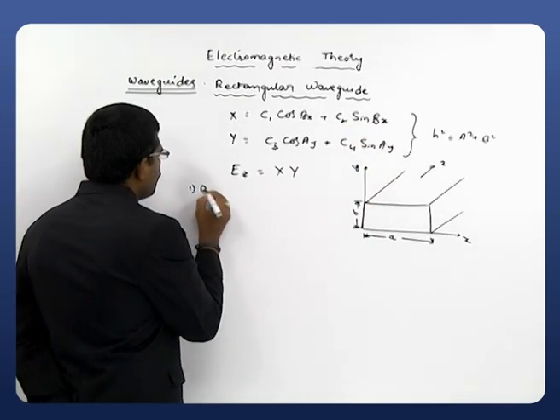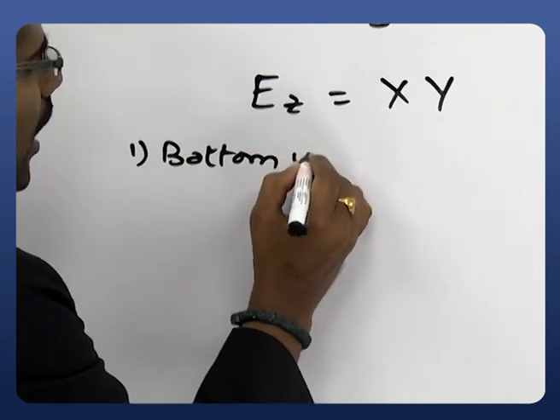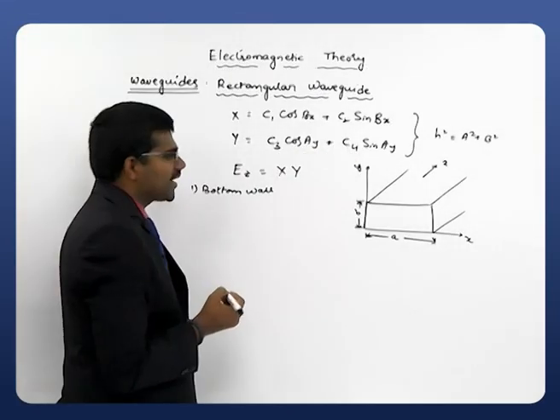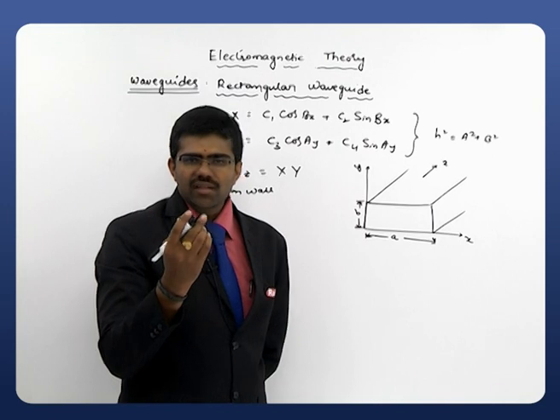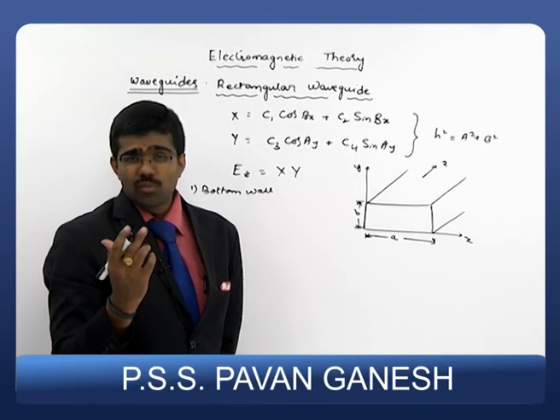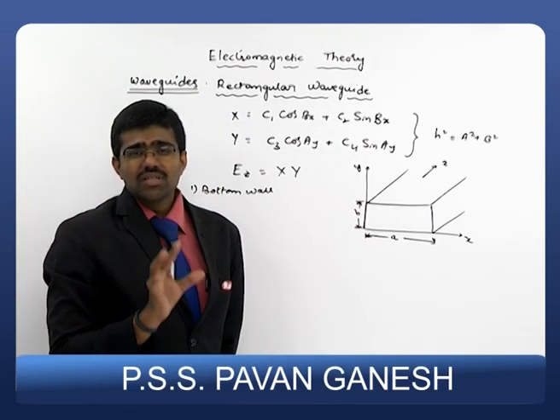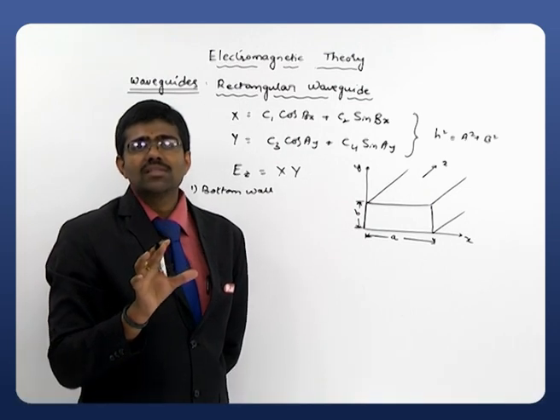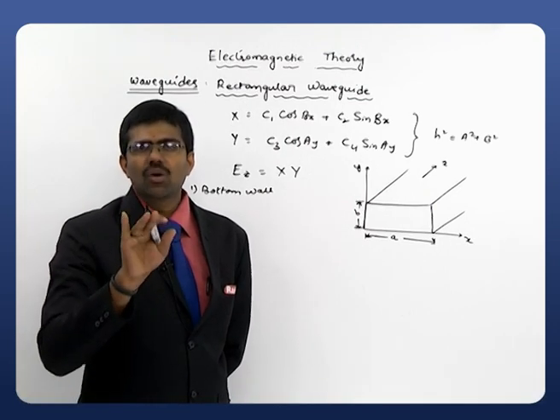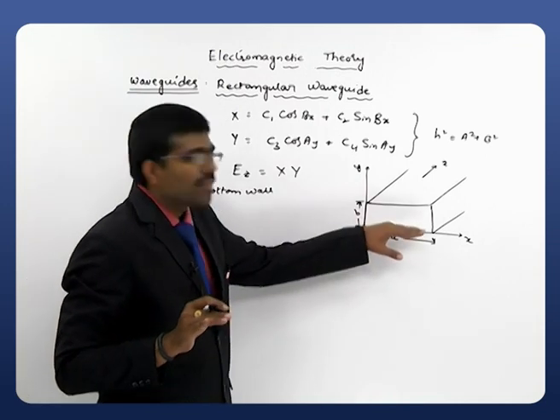The first one, the bottom wall. For the bottom wall, observe. What is the electric field? What is the component x and what is component y? What is variable x? What is variable y? And how to apply them? Just the tangential component of electric field is 0 at the metallic boundary. As I said, this is made up of a metal sheet.